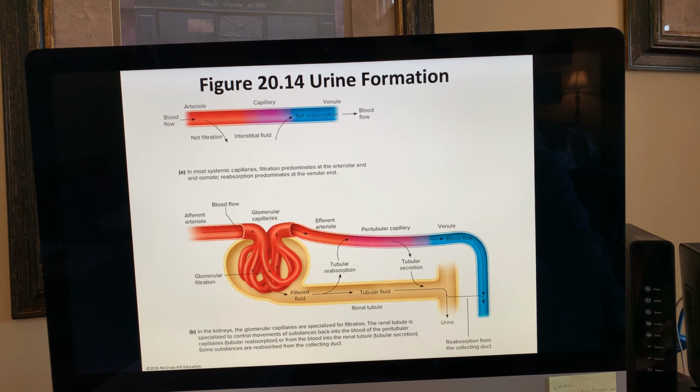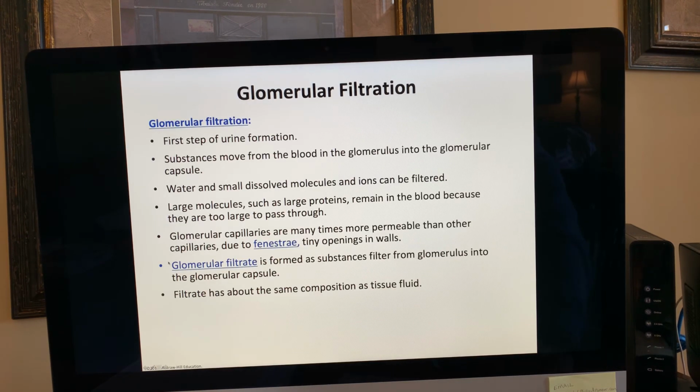But then there's some things that are maybe filtered out, but some of it still ends up in the peritubular capillaries. You want to get rid of that. Tubular secretion pumps those things into the tubules so that you can increase the release of those in the urine higher than what would be normally filtered out in the glomerular capsule.